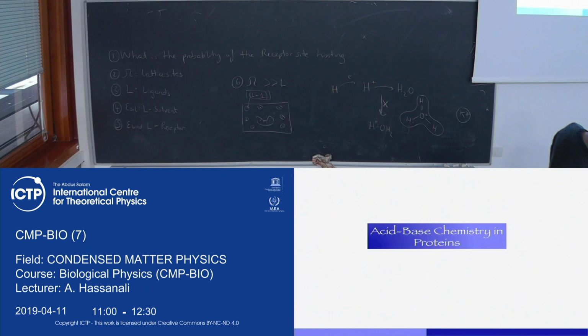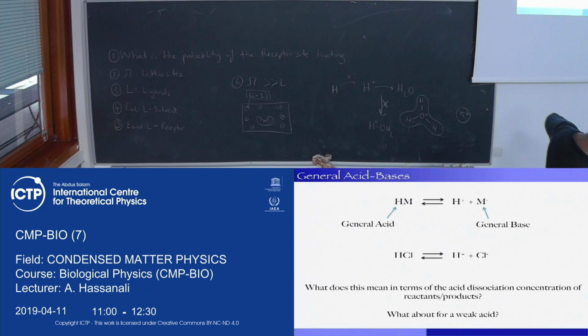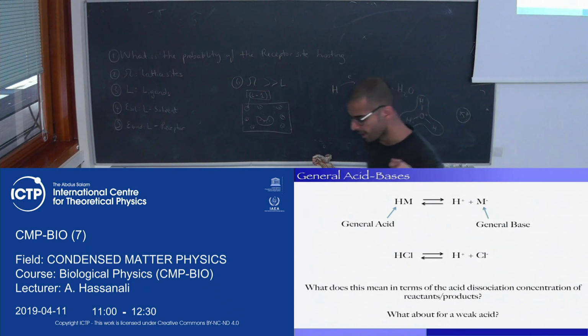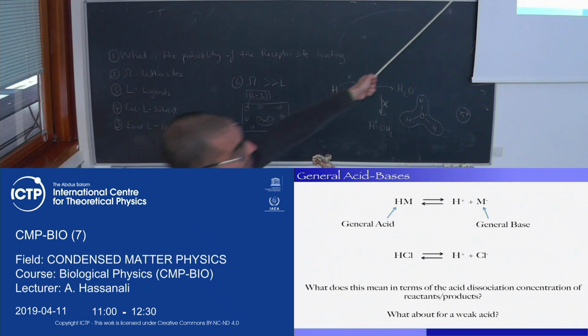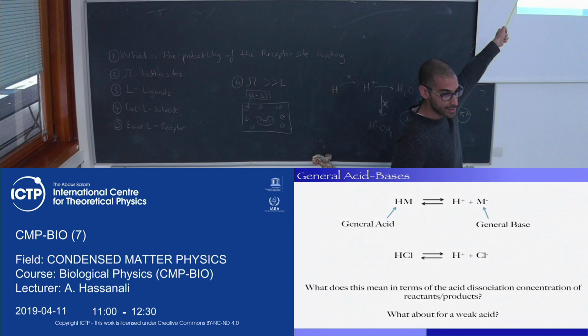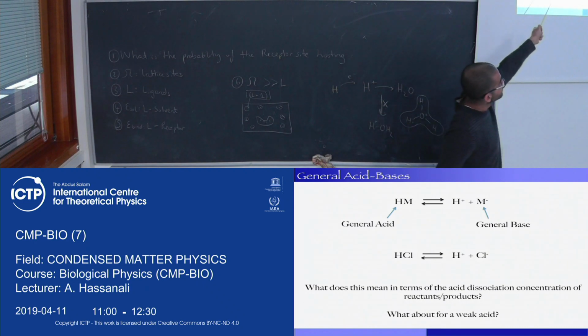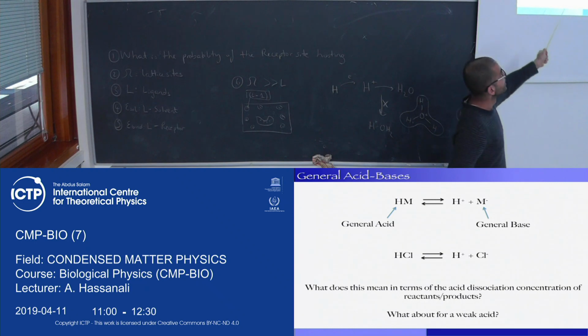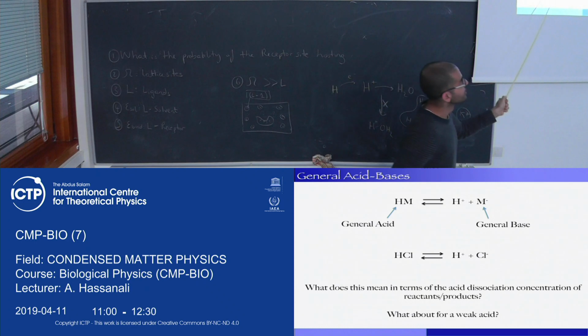Okay, good. So now, with that in mind, we're ready to discuss acid-base chemistry in amino acids. So, equilibrium: I have an acid, a general acid, and when I put it in water, it dissociates into a proton and a general base. So, you all know this.